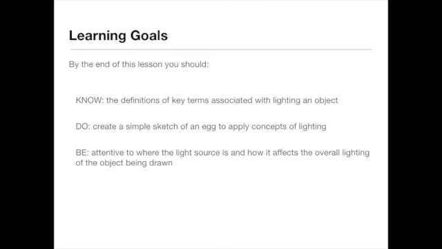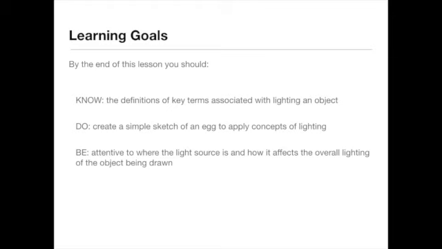Number two, if you were to apply these key lighting concepts, what would that do in terms of illuminating an egg, similar to what you had seen in the previous slide? And lastly is to be attentive to where the light source is and how it affects the overall lighting of the object that you are drawing.